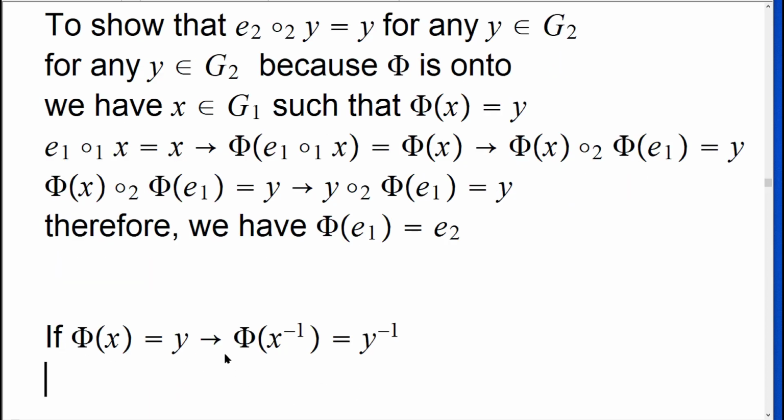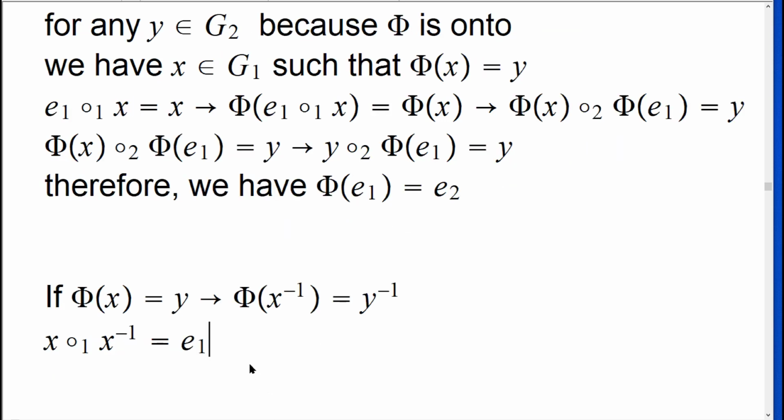So this is what we have to show. You know that x times x inverse, and let me just be formal for a few more minutes, equals the identity element in G1. So this is what we have.